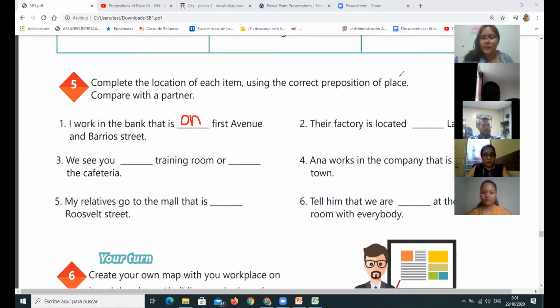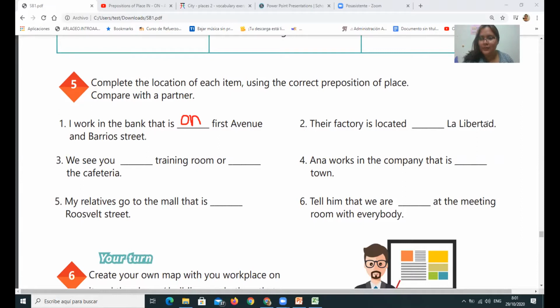Number 2, their factory is located, we have the city. In. That's right. Okay. What about number 3? At or in, or the reference, right? Well, we actually can use in or at because we don't know if they are talking about a point of reference. Can both be used? Yes, because we don't know. Yes, we don't know if it is a point of reference or if they are talking about waiting for him inside the place.